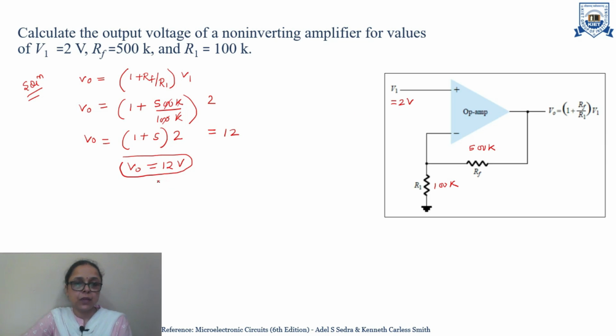The input that we have given was 2 volts and the output is 12 volts. So we have obtained the amplified output, and the amplification factor is 1 plus RF by R1. So these resistances decide the amount of amplification that the amplifier will provide.